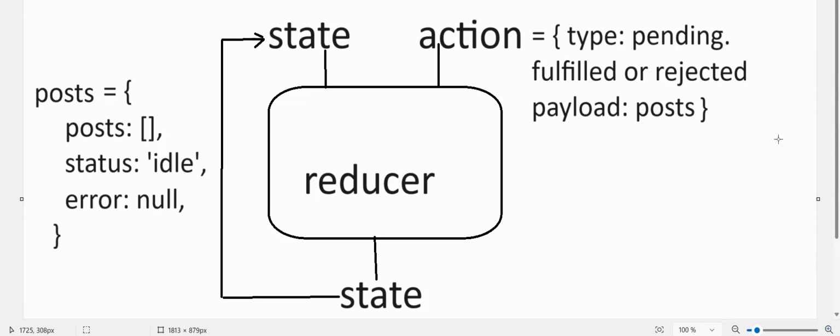Pending, fulfilled, rejected, and payload exists or does not exist. Pending never has payload, because it is waiting for what will be, and after that it will be fulfilled or rejected. And only fulfilled comes with payload. Only fulfilled comes with payload. Rejected has no payload. Rejected has some error.